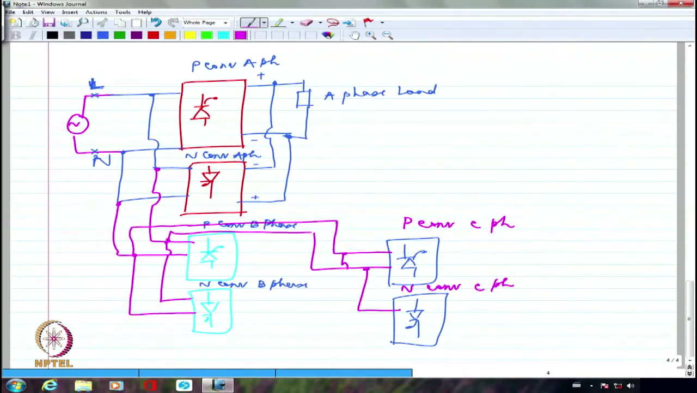All the inputs I have to connect, but when I give the firing pulses I have to make sure that I give the firing pulses always to 1 and 4 together and 2 and 3 together as far as every converter is concerned.